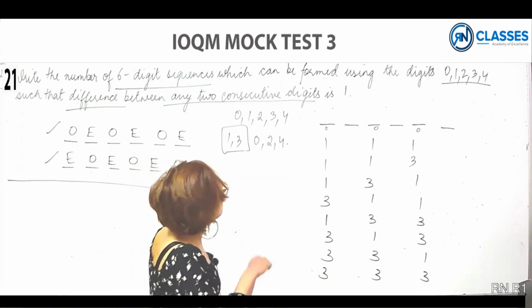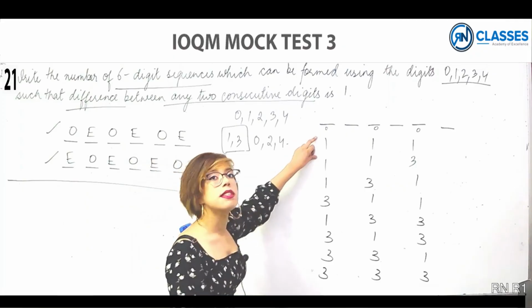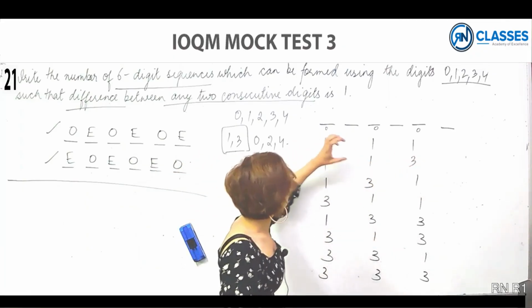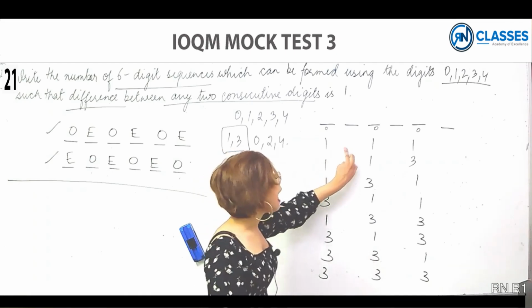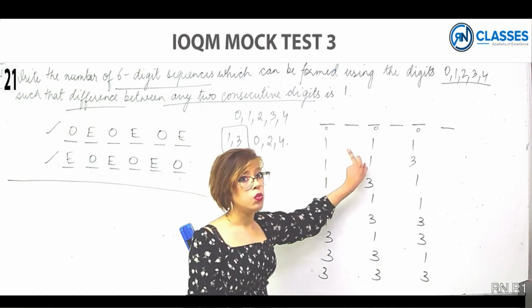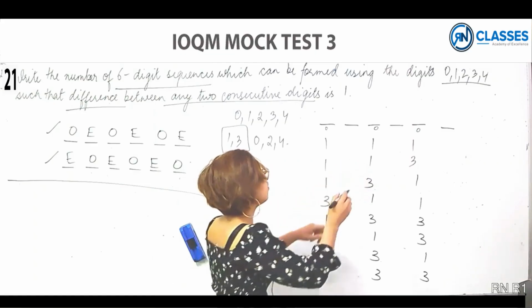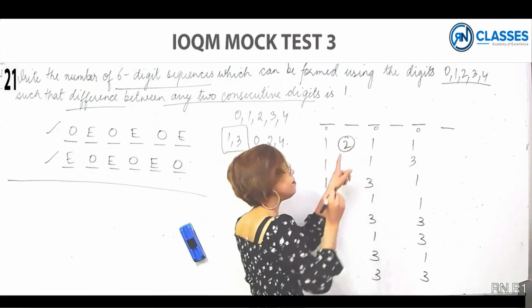Right? Now, let me count the number of sequences in this case. Right? 1, 1, 1. Now, if 1 is coming over here, the second place I need to fill. Either I will have 0 or I will have 2. I have just two choices to fill up the second place.